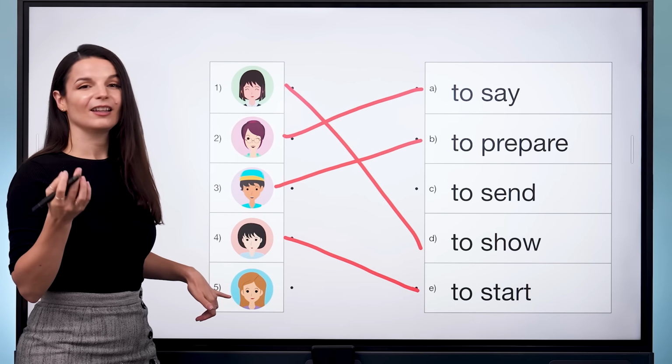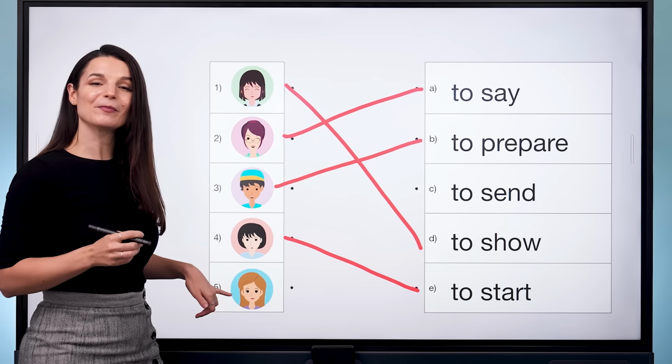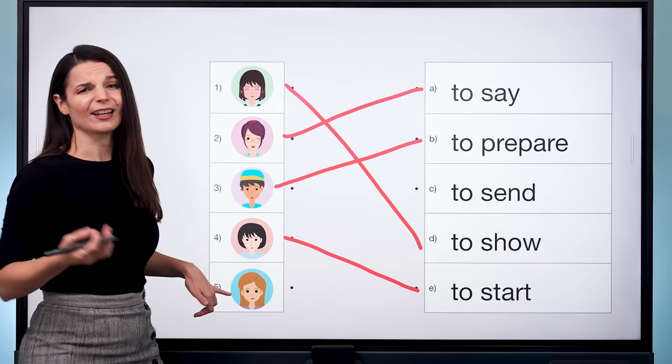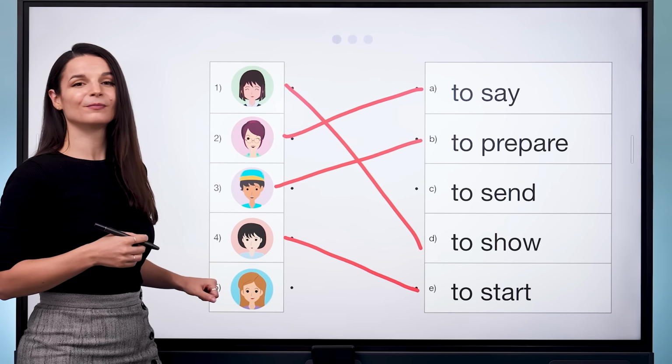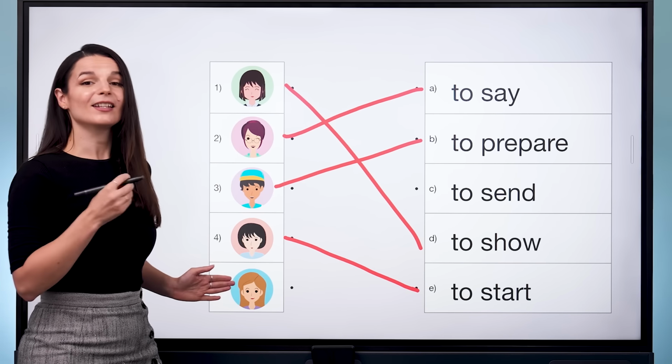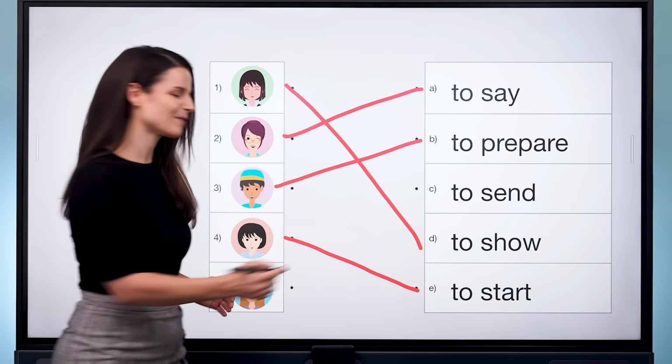And if only I'd sent that invoice on time. One more time. If only I'd sent that invoice on time. Did you hear sent? Sent is the past perfect form of send.